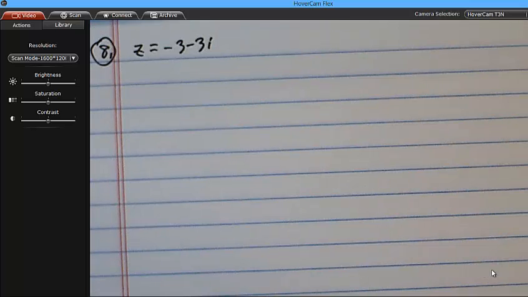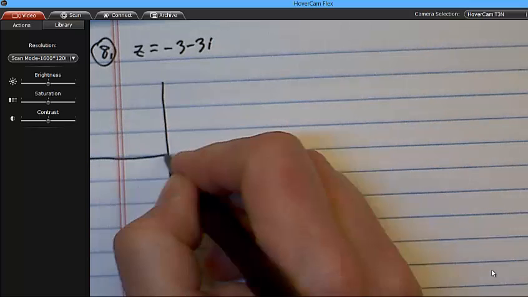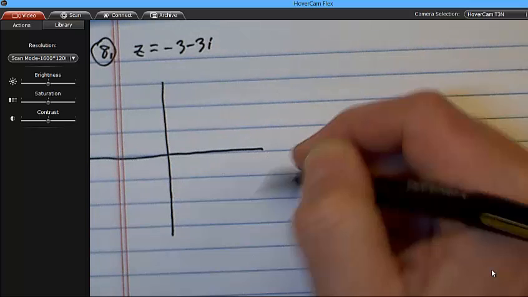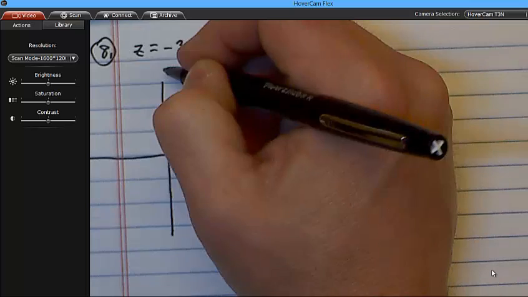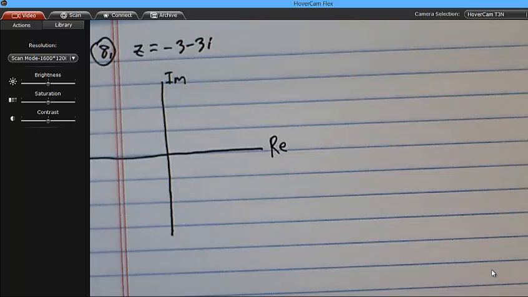Number 8. They give me z equals -3 minus 3i. I'm going to graph it. When you graph complex numbers, we're saying we took that real number line, we took that imaginary number line, we put them together, right? And so one of the things that the book asks for is, what's the real part of z?